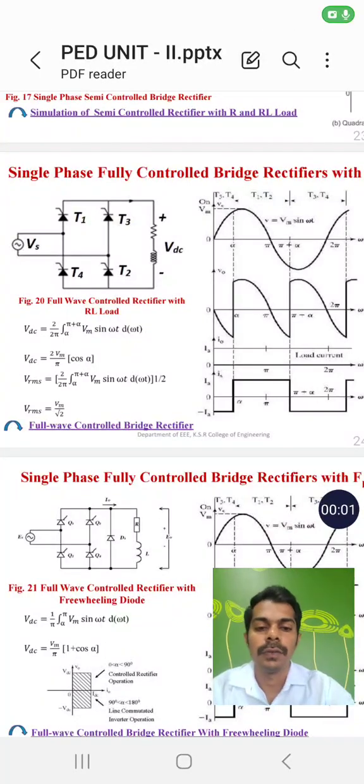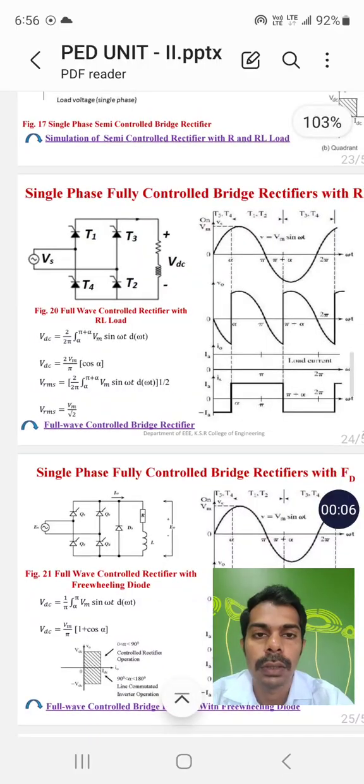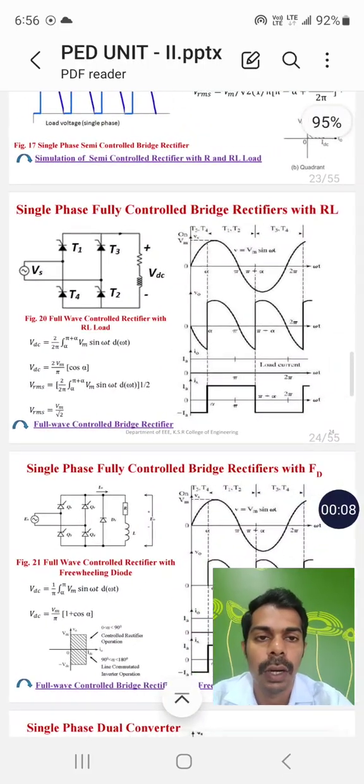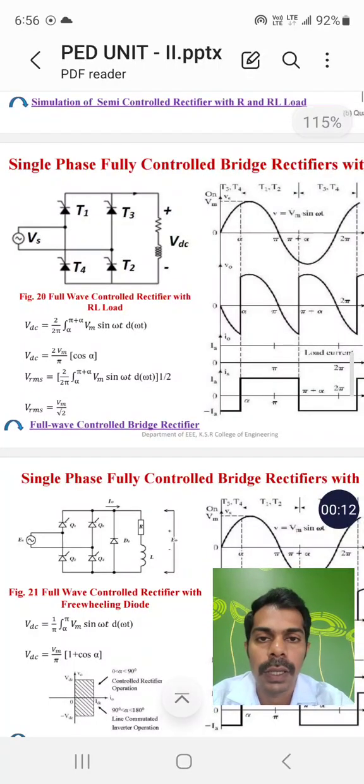Everyone, in this video we are going to see the single phase fully controlled bridge rectifiers with RL load. Three types of analysis we can do, that is R load, RL load and RLE load. In this video we are going to see about RL load. Fully controlled rectifier.